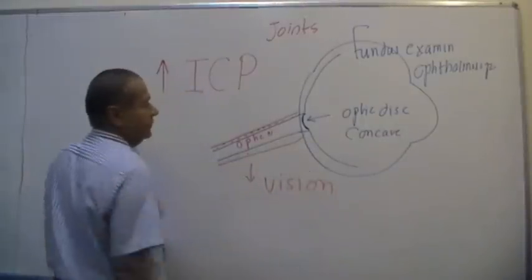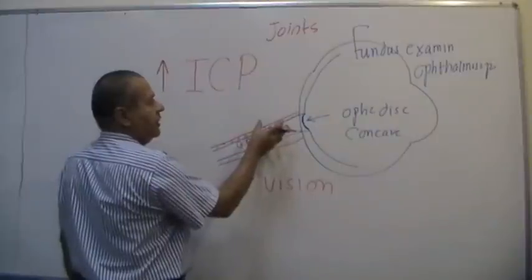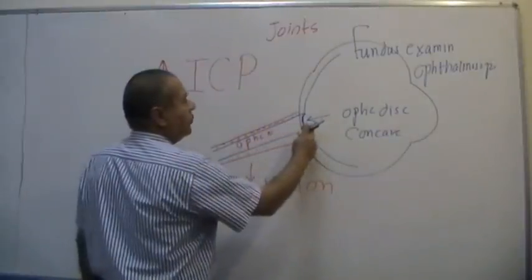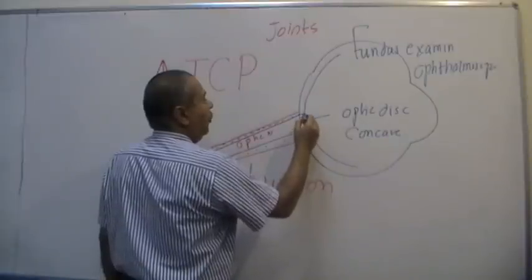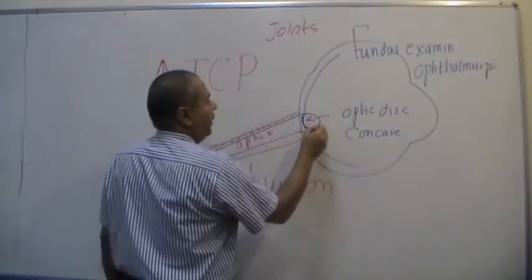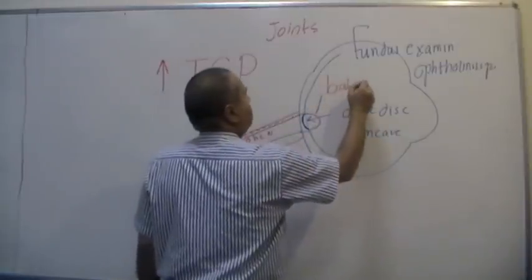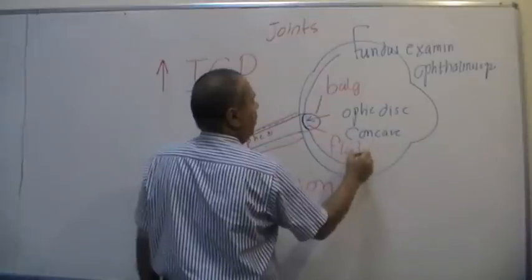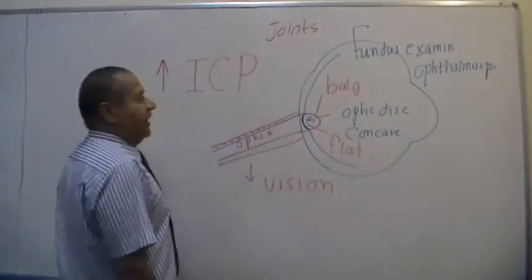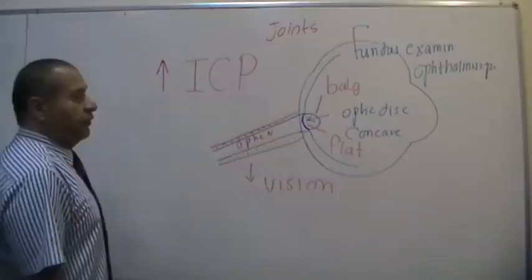Also, due to increased pressure on this nerve, this optic disc, which is concave, becomes either flattened or bulging to the inside here. Bulge or flattened, and not concave. This indicates that there is an increased intracranial pressure during fundus examination.